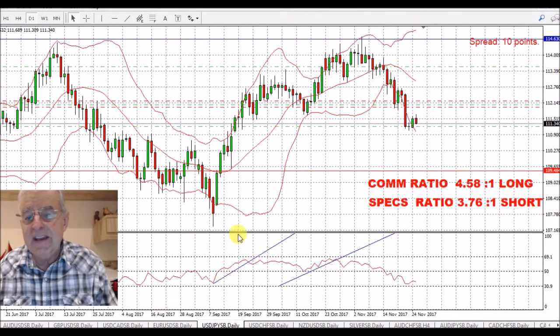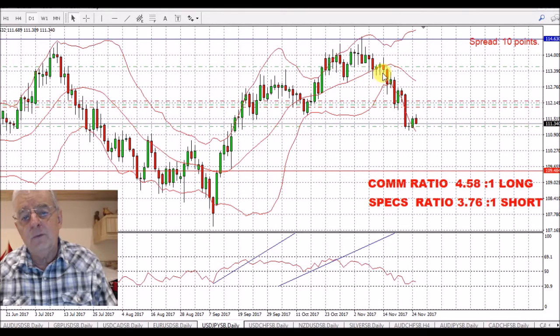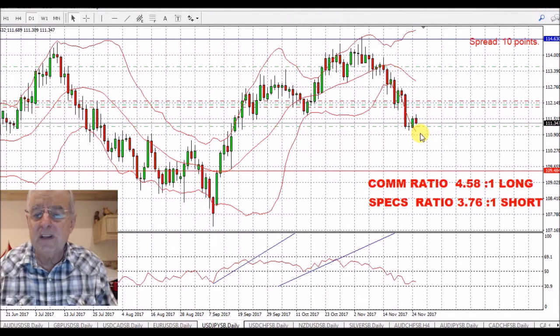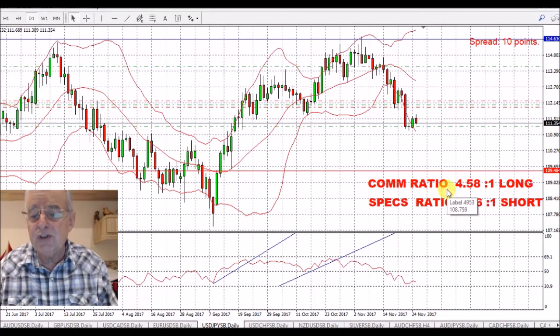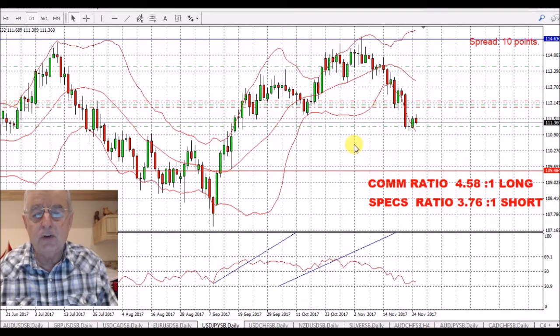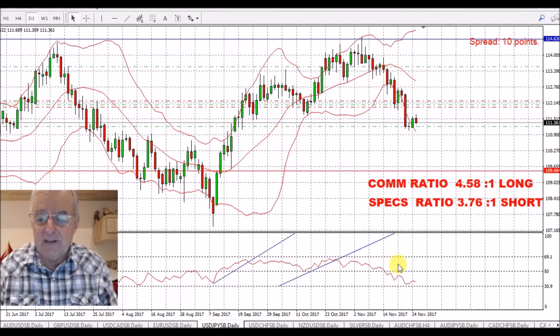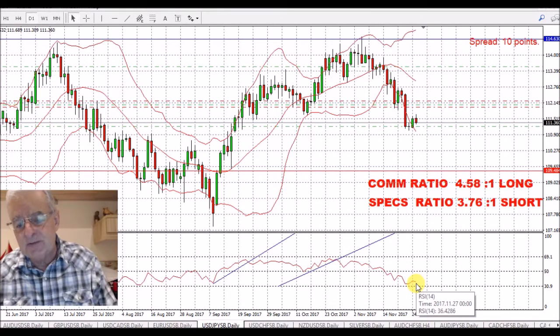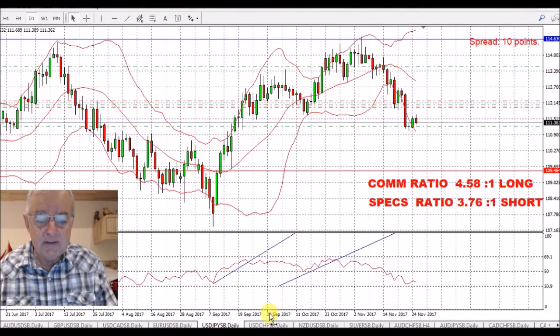USD, Japanese yen, we'll get a couple of days of a pullback here, and now we're coming back down again. We've had a little bit of strength over the weekend for the Japanese yen. A commercial ratio of 4.58 long for the yen. So that's short for the pair, but long for the yen. We're well below the 50 on the RSI, and we are slightly pointing down at the moment.